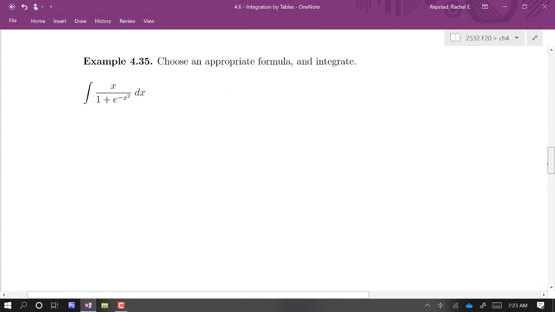All right, let's try another. Here we just want to find the right formula and integrate. So I'm going to look at forms that involve e to the u. And I'll note that we do seem to have this factor of x up there. If we're looking at forms that involve e to the u, and in this case, if it fits a form like that, u would have to be that negative x squared. It's kind of convenient that we have that factor of x. That certainly could be part of du.